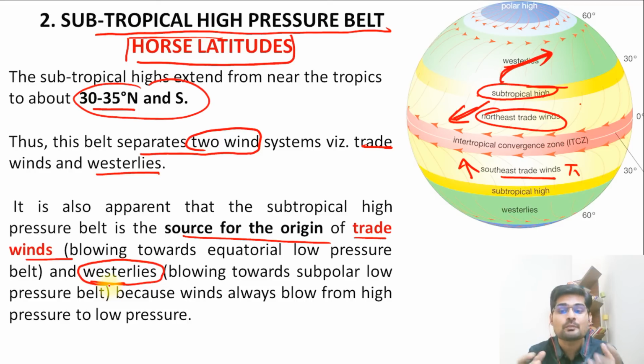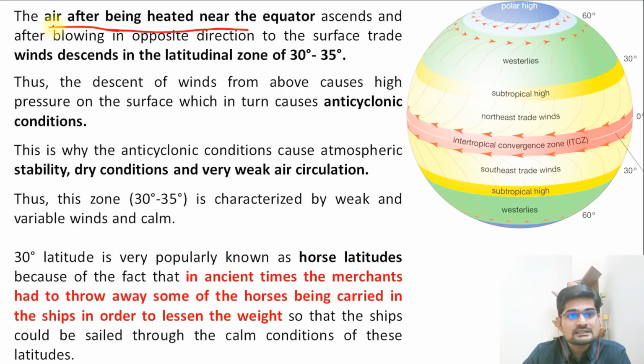And as we have discussed the mechanism of formation, remember how this subsidence happens and how this high pressure belt is formed. Let's understand this process again: how it is formed. The air, after being heated near the equator, goes up to about 30 to 35 degree, and here it subsides.